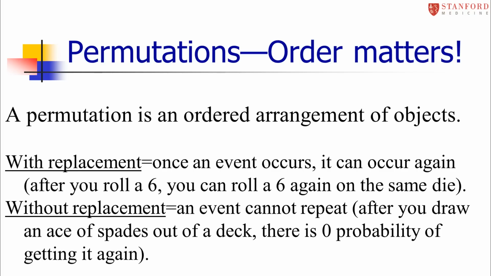A permutation is an ordered arrangement of objects. So again, we're going to consider order when we're talking about permutations. Permutations can be either with replacement or without replacement. So with replacement means that once an event occurs, it can occur again.